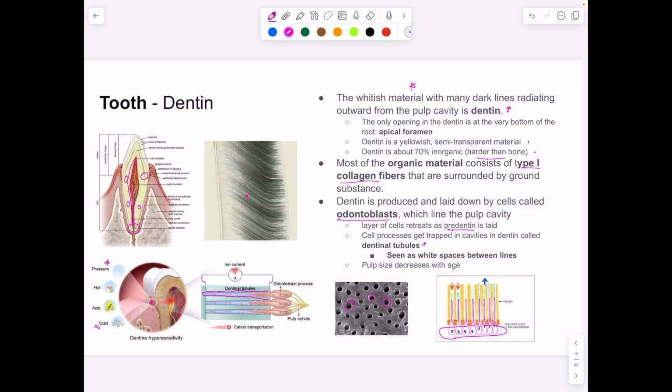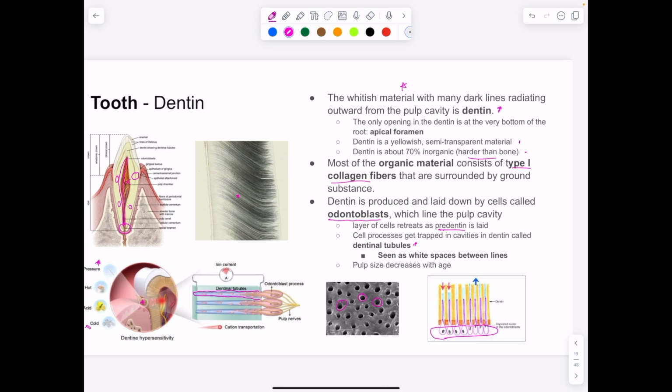And then the cells retreat as predentin is laid, which means that as you get older, the pulp cavity gets smaller and smaller overall. Okay, and moving on.